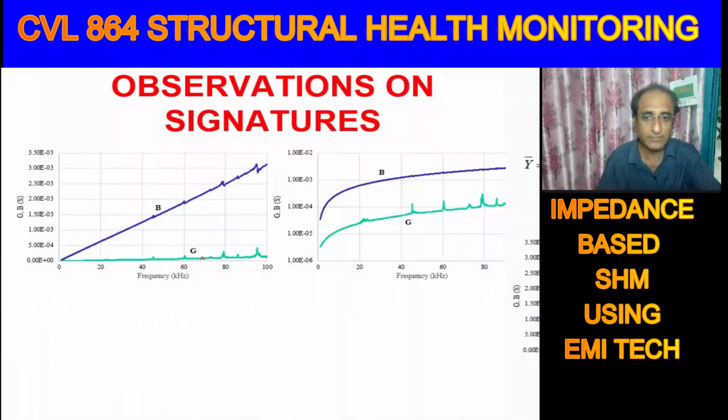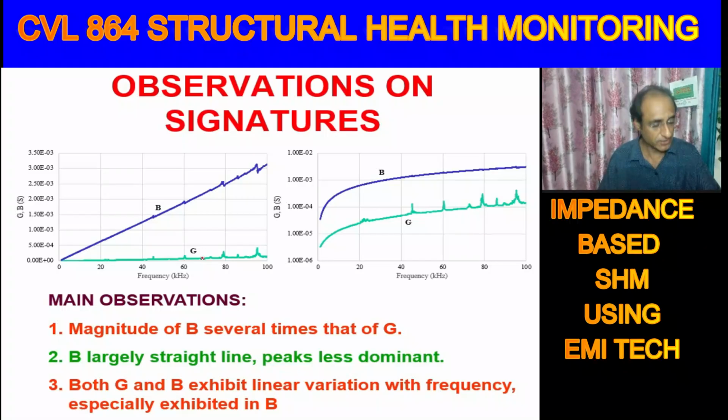Okay, going further, here we are showing the G and the B part on log scale. On a log scale, you can visualize them better in the same graph. The main observation is that the magnitude of the imaginary part is several times that of the real part. So largely B looks like a straight line. And both G and B exhibit linear variation. Otherwise, they show linear variation with frequency.